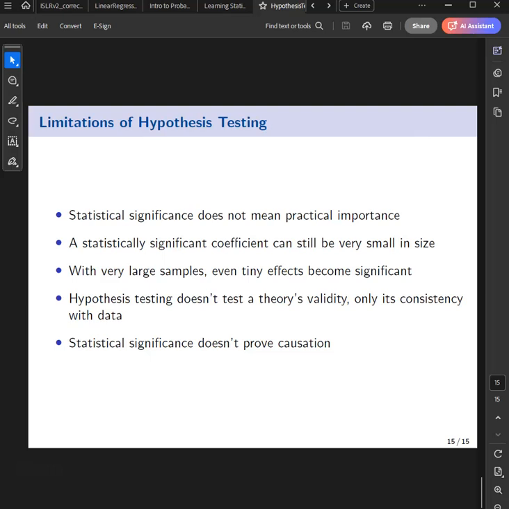Hypothesis testing does not test a theory's validity in a broad sense. It only tests consistency with the specific data that we have. And perhaps most importantly, statistical significance does not prove causation. A significant relationship could be due to other factors as well, like reverse causality or coincidence. But that is something that is beyond the scope of this framework. So always interpret your results in the broader context of your research question and with existing prior knowledge.